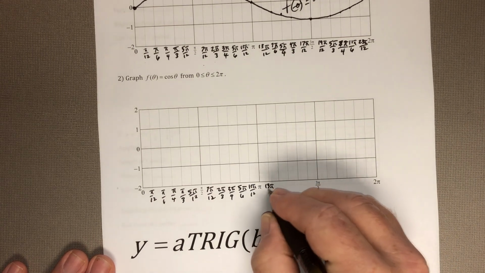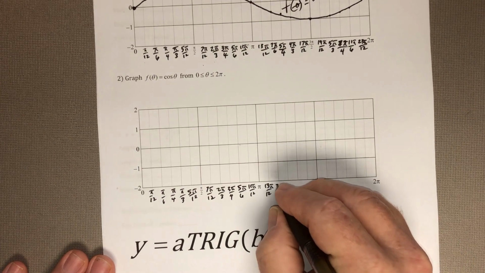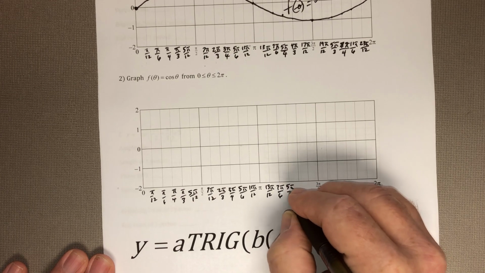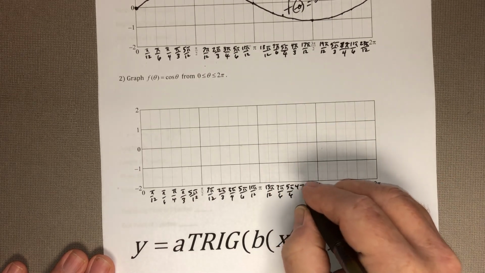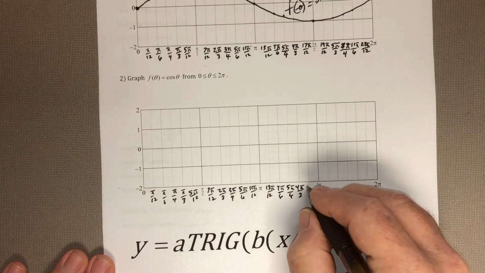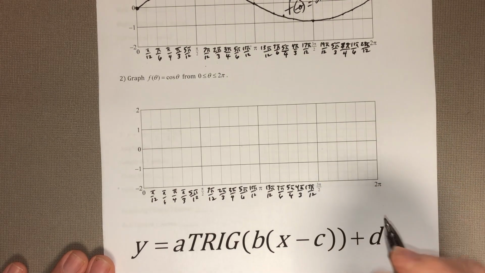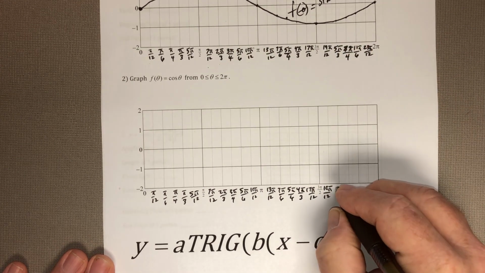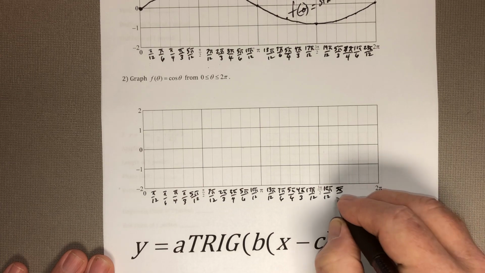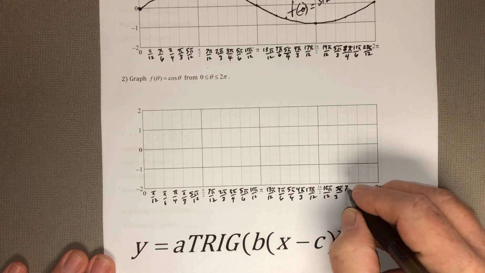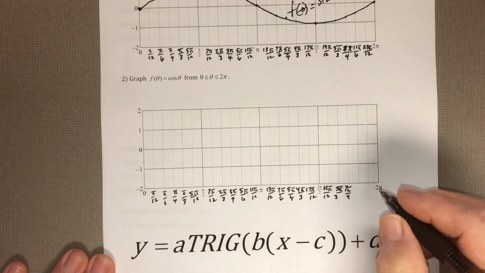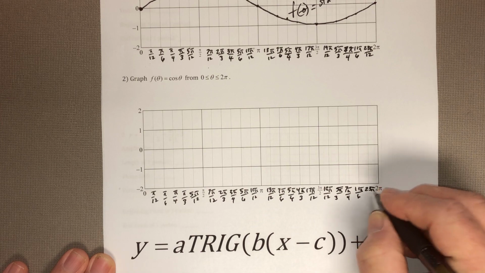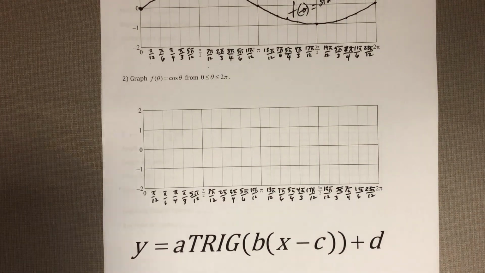11 pi over 12, 13 pi over 12, 7 pi over 6, 5 pi over 4, 4 pi over 3, 17 pi over 12, 19 pi over 12. The next one is 5 pi over 3, 7 pi over 4, 11 pi over 6, and then 23 pi over 12. And there you've got them all listed again.